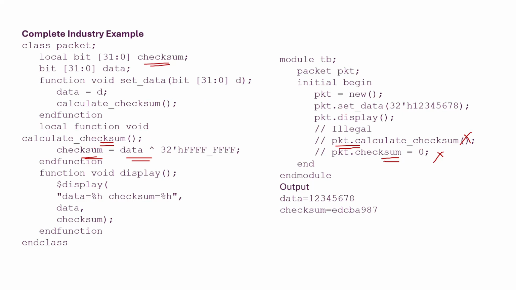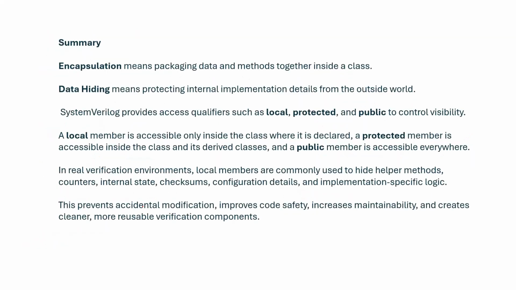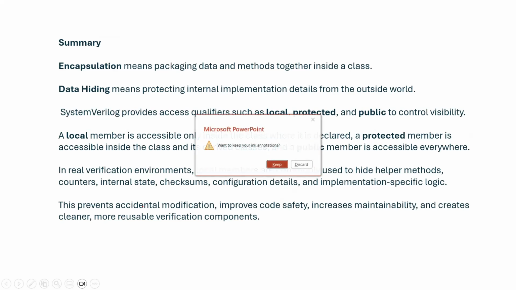What is the method here? This display method. This display method will get the output of my checksum. Just see the code execution.